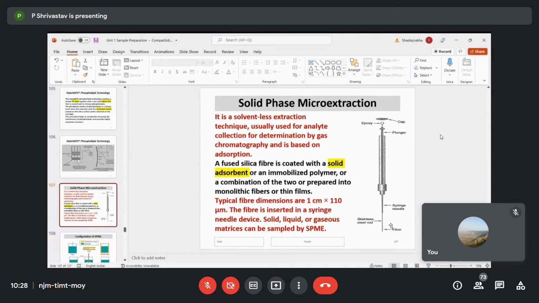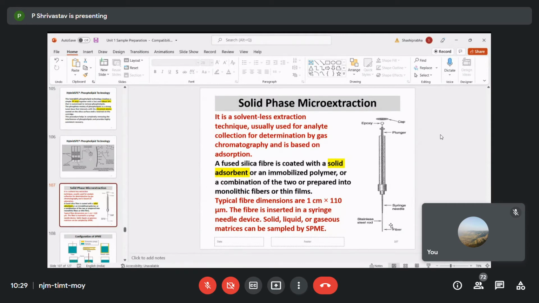And then this syringe based extraction technique can be directly used to inject into a GC, gas chromatography, just like a syringe. Then the analyte can be desorbed from the surface of the adsorbent directly into the instrument. And that is how it is mainly used for sampling for gas chromatography. The difference is, even one or two drops of liquid are sufficient to absorb the analyte of interest with high efficiency.